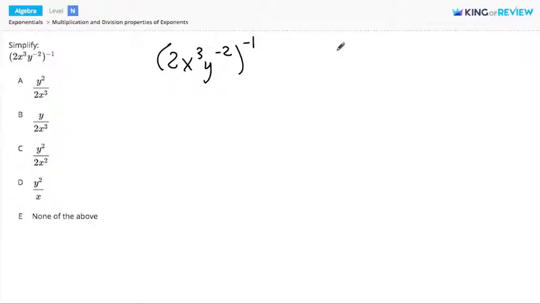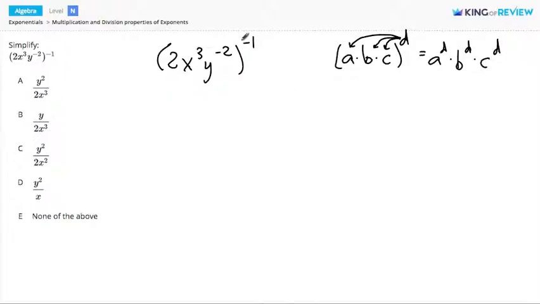For example, let's say we have a times b times c, all of that raised to the power d. What we do is we distribute the d exponent to all of the pieces multiplied together in the parentheses, and we get a to the d power times b to the d power times c to the d power.